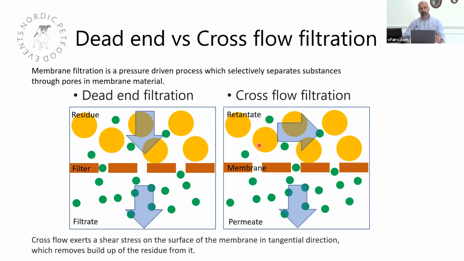But in the cross-flow filtration, cross-flow exerts a shear stress on the surface of the membrane in the tangential direction, which removes buildup of residue from it. So in this way, the membrane can last for much longer time, and this can also be washed. So that is normal, for example, for a ceramic membrane can last for 7-8 years.